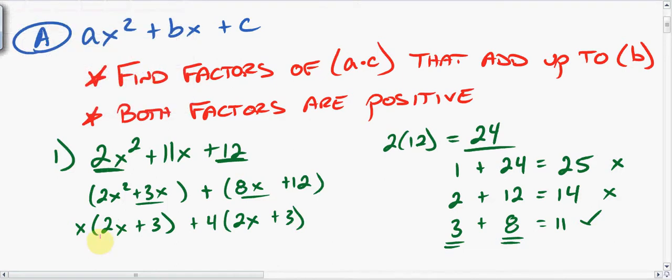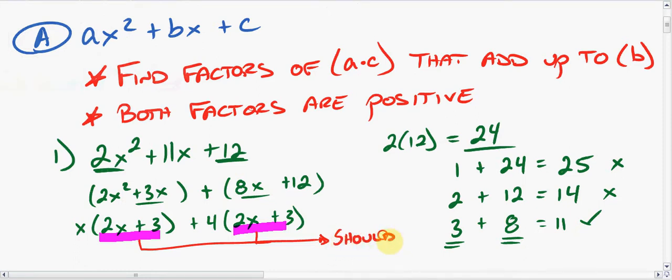What do you notice? I see two quantities that are the same. Alright, so if you have two quantities that are the same, you know you're in good shape, because after you factor your GCF out, these two quantities should be the same. If they're not, you've probably done something wrong. So that's a good indicator that you should go back and re-look at the problem and see what went wrong.